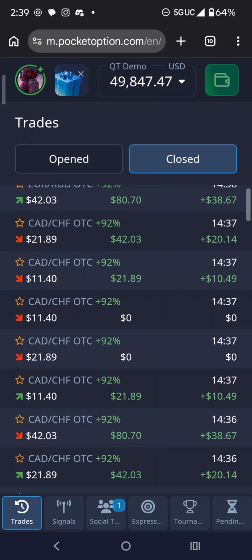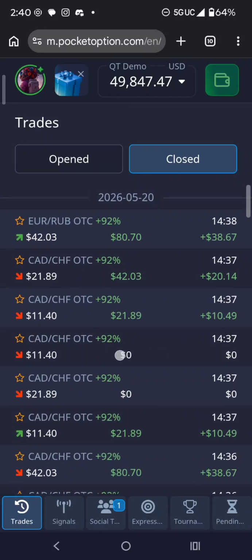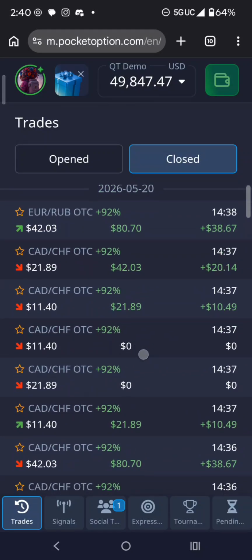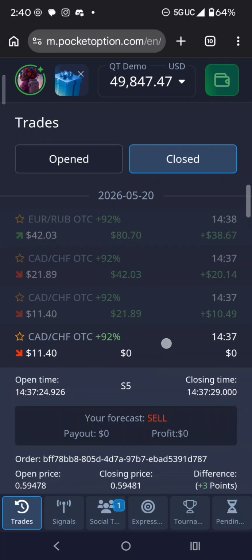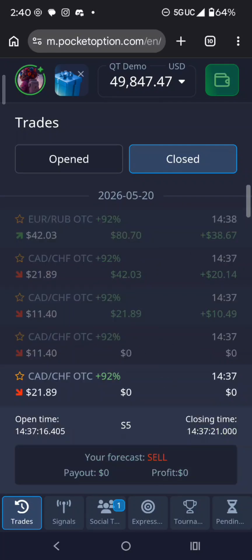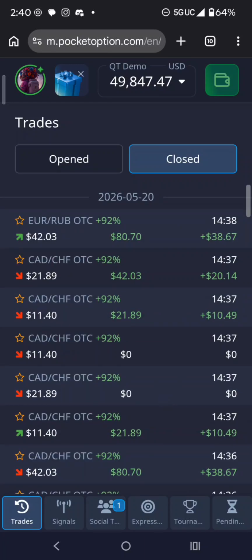Okay, then we tried this one. This is the next campaign. Loss. 21 was the next one. That was a loss. So that campaign is a loss. That's it. New campaign. 11.40. Loss. Right? That's a loss. So between these three trades, 10% was lost here and 10% was lost here. So that's down 20%.